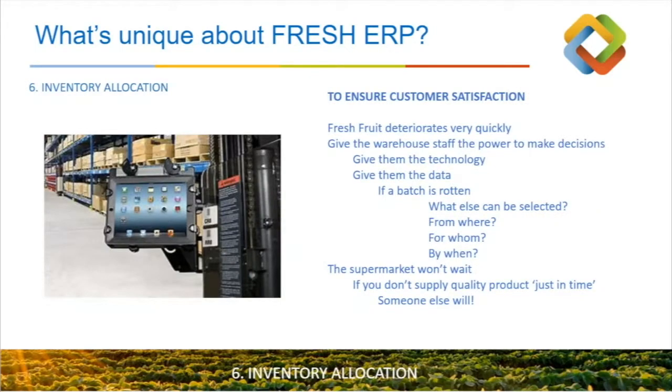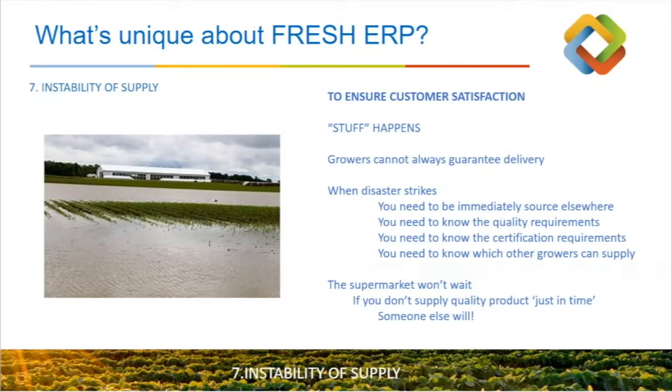The next area you need to look at is inventory allocation. Because when the forklift truck driver goes to collect his pallet of strawberries, he sees that the pallet of strawberries is off. They're not good enough to be shipped. So he needs information in real time to tell him where in the warehouse he can get the same grade, same quality, same accredited strawberries to ship to the supplier on that truck that's going out at 3 o'clock to the supermarket. Because you know what? If the supermarket doesn't get them from you, they'll get them from someone else.